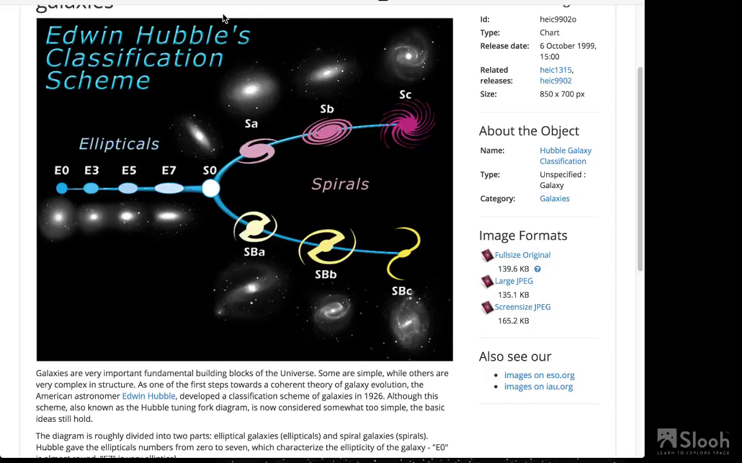In the spirals, so elliptical galaxies I mentioned are mostly made up of older, redder stars, just the entire thing. They don't have a lot of gas and dust. Clouds of gas and dust are what form stars. And so if we don't have gas and dust, then we aren't forming new stars. And if we're not forming new stars, then we must be full of old stars.